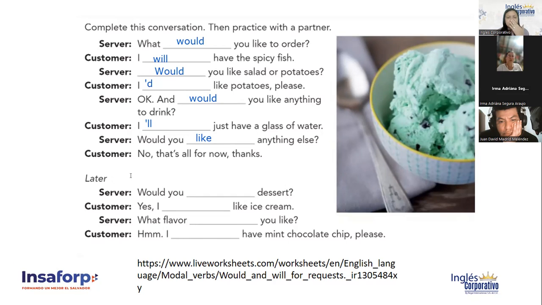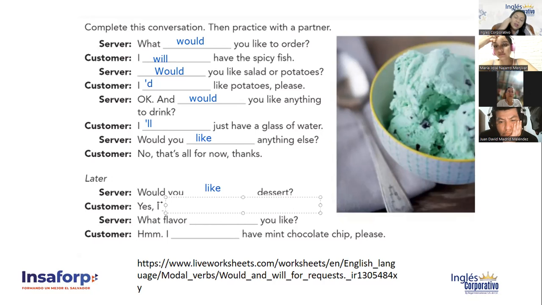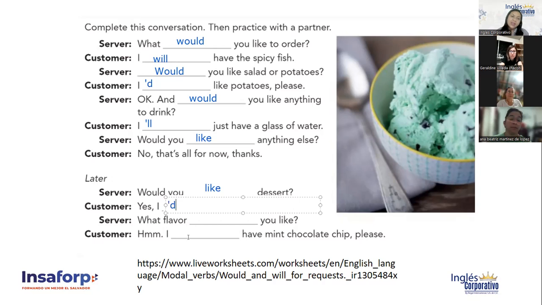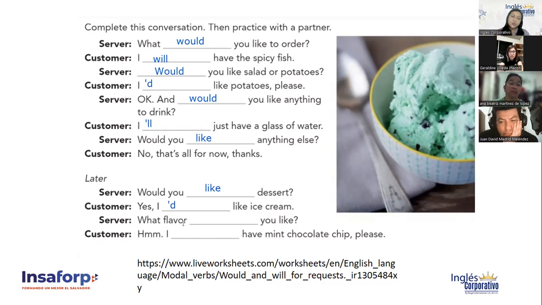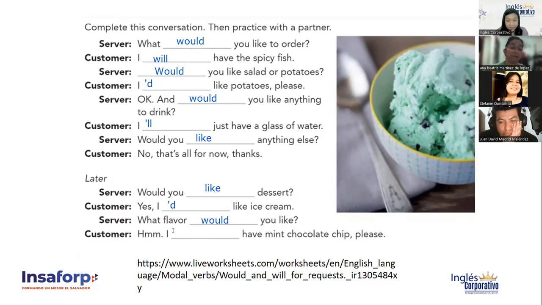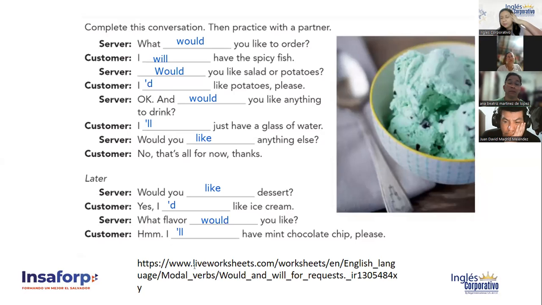Would you like ice cream? I'd like ice cream. What flavor would you like? I'll have mint chocolate chip, please.